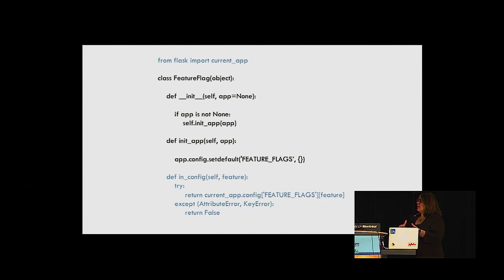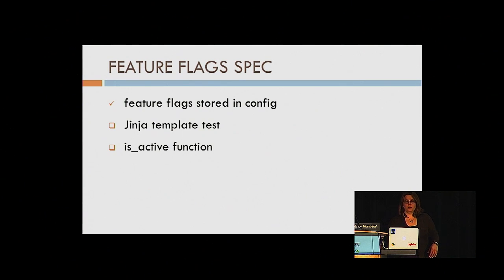So here, I'm going to say current app.config feature flags. I'm going to look for my config. I'm going to see if the feature is there. If it is, I'll return the Boolean. And if it's not, we'll return false. OK, number 1, done.